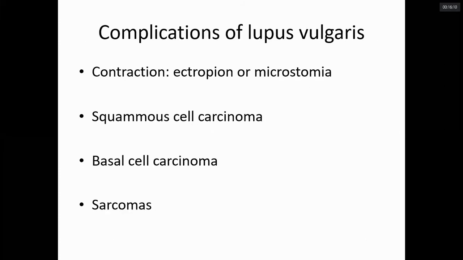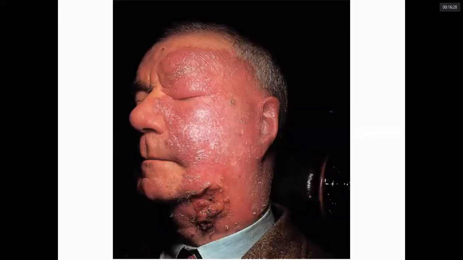Now, the complications of lupus vulgaris: if it occurs around the eyes, it can cause ectropion. If it occurs around the mouth, there can be microstomia. Sometimes squamous cell carcinoma, basal cell carcinoma and sarcomas can develop at the site of lupus vulgaris.